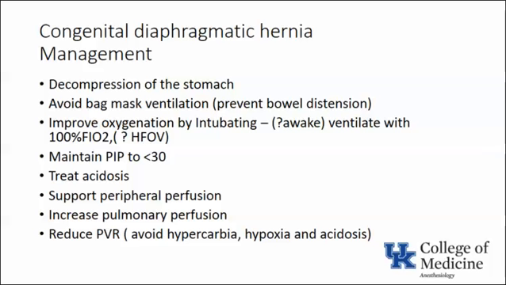What's your first line of management? Decompress the stomach. The bigger the stomach, the more the compression of the already compressed lung. Avoid positive pressure ventilation because you want to prevent bowel distension. Improve oxygenation. You may have to intubate these kids to increase oxygenation and also decrease the pulmonary vascular resistance. When you initiate mechanical ventilation, make sure that the peak inspiratory pressure is limited to less than 30 centimeters of water. Treat the acidosis, support perfusion, and decrease pulmonary vascular resistance.